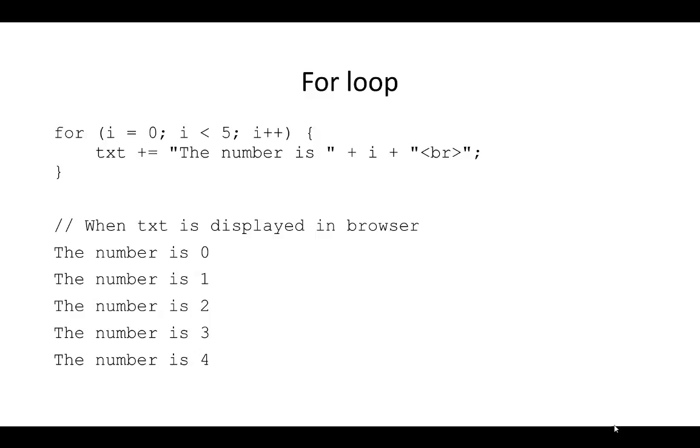I think there's something wrong with my code here actually, when text is displayed. So we loop through this 5 times. First time the value is 0, and we output the number is 0. Second time the value is 1, then 2, 3, 4. And when i gets to 5, this criteria is broken because 5 is not less than 5. It's not less than or equal to, it's less than. So when the value is 5, the loop stops and the code continues on after the loop.